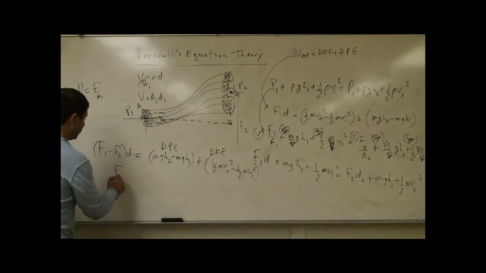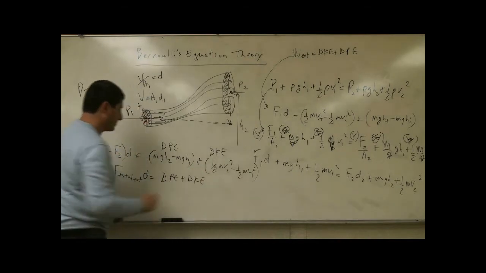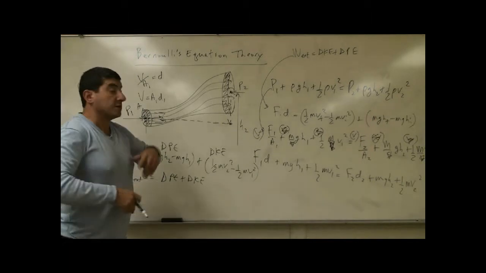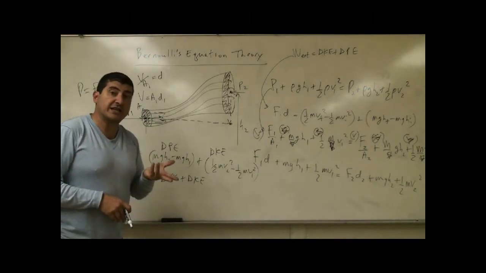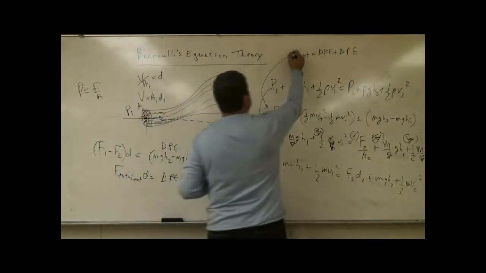So we have F total external times distance d is change in potential energy plus change in kinetic energy, okay? So it becomes now like a mechanics equation. Now in mechanics, we also know that besides the external force, friction can also do work, right?